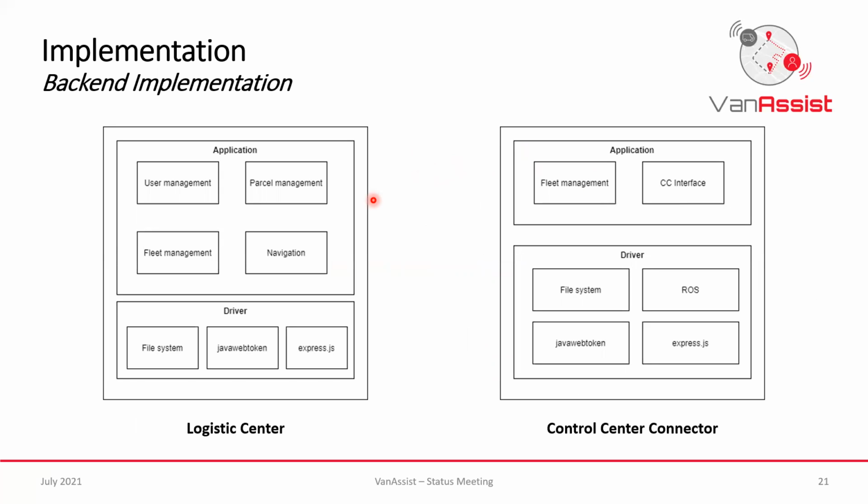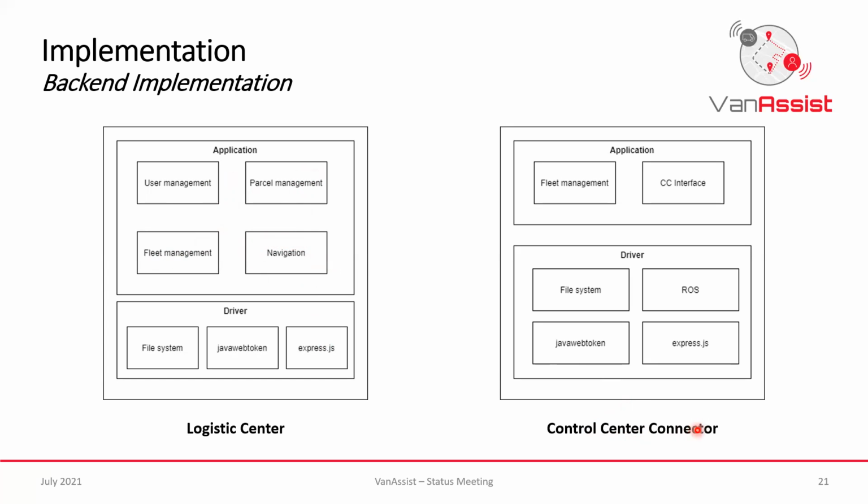For the implementation, here you can see the software architecture for every entity. So for the logistics center, on the driver layer, we have the file system, the JSON Web Token for creating the app tokens, and also Express.js, which is used for handling the REST requests and messages. And on the top layer, on the application layer, we have user or courier management, parcel management, fleet management, and navigation maps.